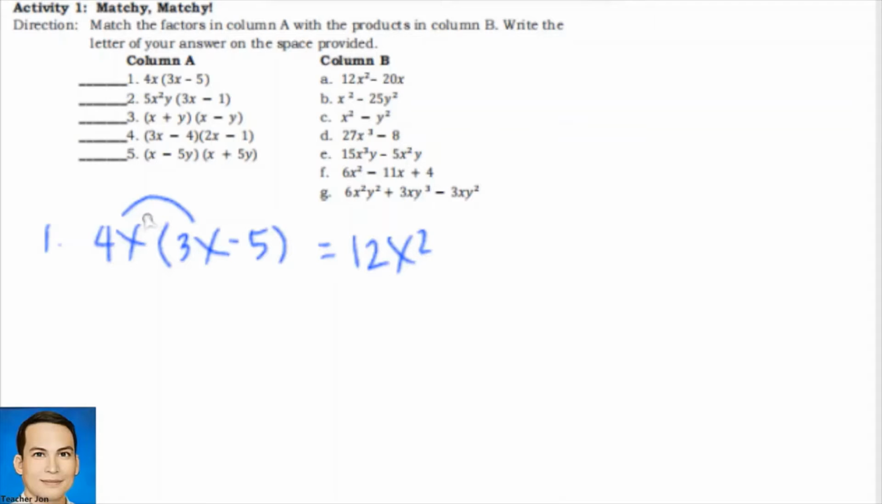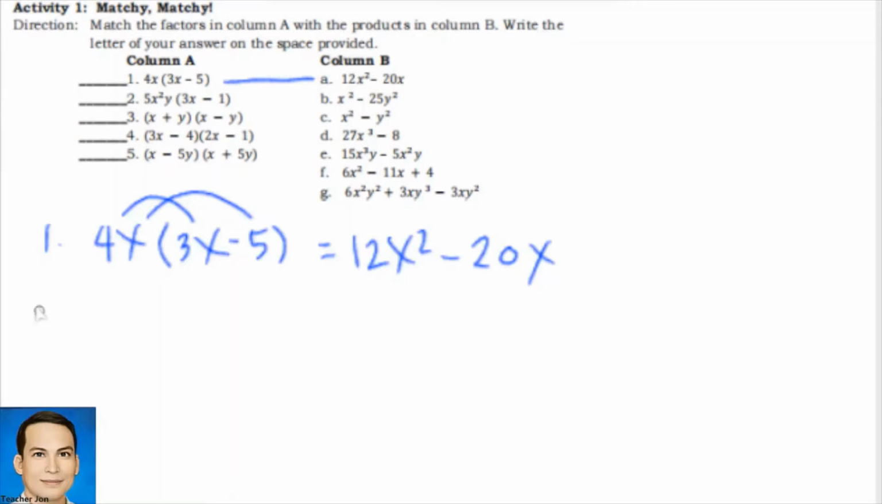Then next is 4x multiplied to 5. So this is positive times negative. That becomes negative. So 4x times 5, that is 20x. So now we have 12x squared minus 20x. We're going to find this solution in column B. So we can find it here in letter A. So we can match number 1 to letter A.